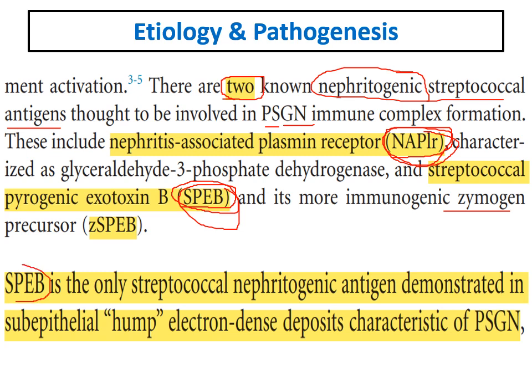This antigen, which is the streptococcal pyrogenic exotoxin B, is the only antigen that has been demonstrated in the subepithelial humps, the electron dense deposits characteristic of post-streptococcal glomerulonephritis in the kidney itself. So it can be a question. So these are the 2 most important streptococcal antigens which are involved in the pathogenesis.